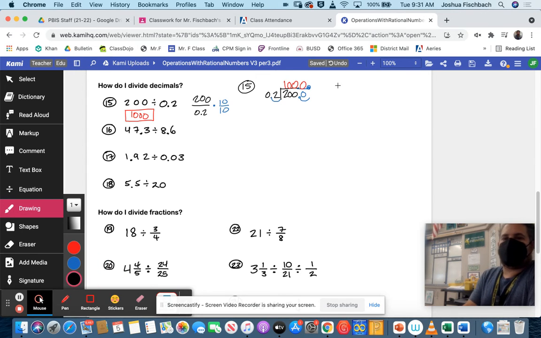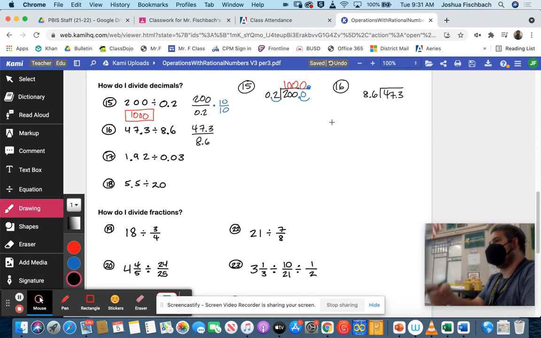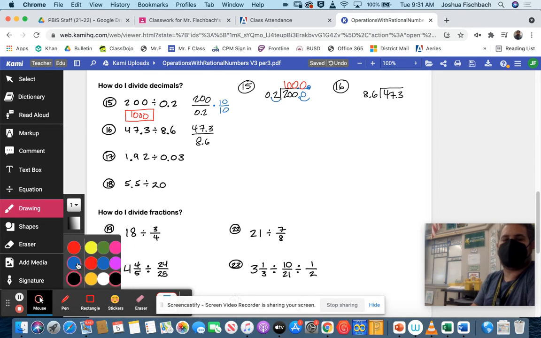When you are doing number 16, same exact thing. Set it up like a fraction in your mind. This is 47.3 divided by 8.6. Just like that. The 47.3 goes inside. The 8.6 goes outside. You ask yourself, am I dividing by a whole value or am I dividing by a decimal? If you're dividing by a decimal, like in this case, 8.6, you want to change it to a whole value, scooch it to the right once on the outside.